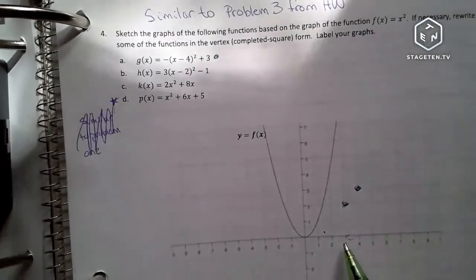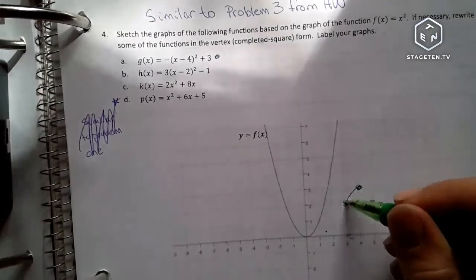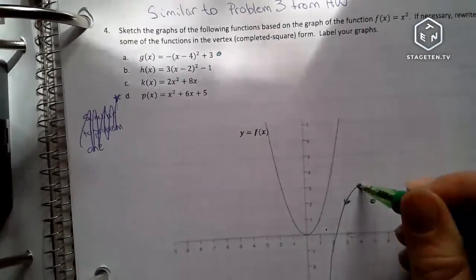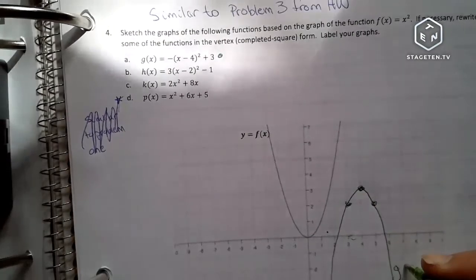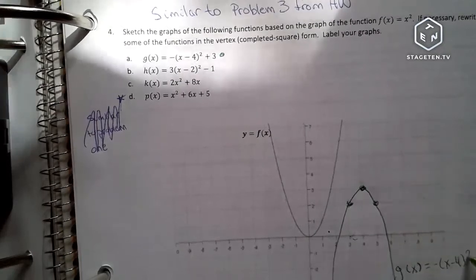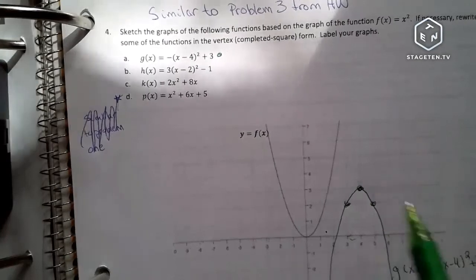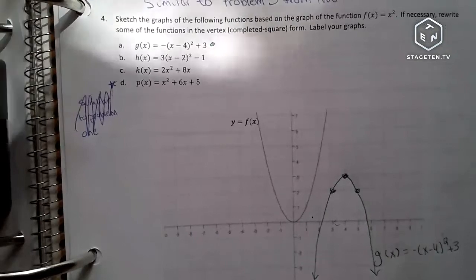All right, and then if we were to do 5, we would know it would mirror it. So with 3 points, we can get a relatively accurate parabola. So the green is g of x equals negative (x minus 4) squared plus 3. You can see it up there. It kind of cuts the page off. Okay. Next, h of x.